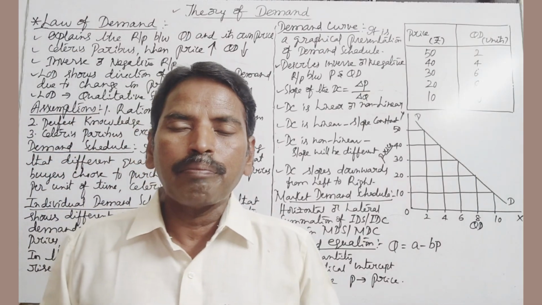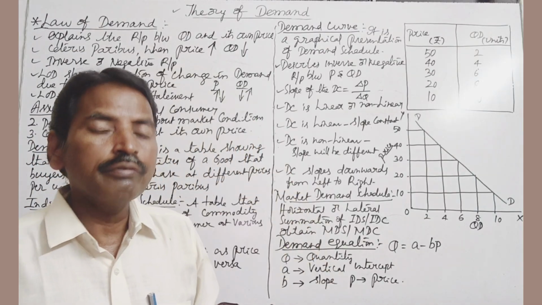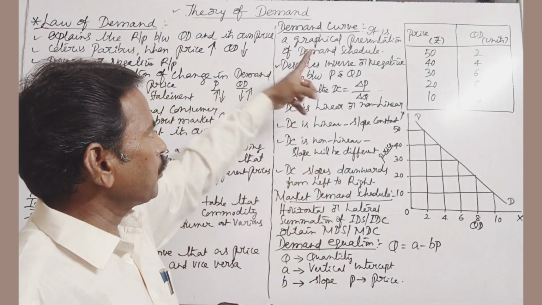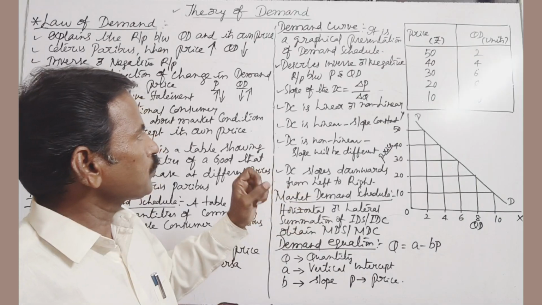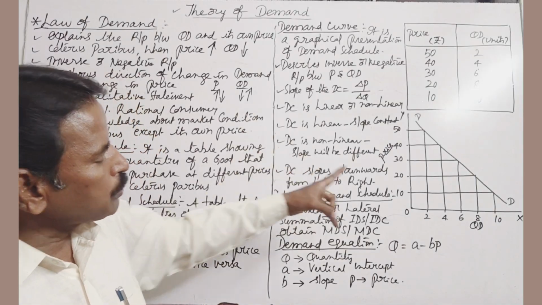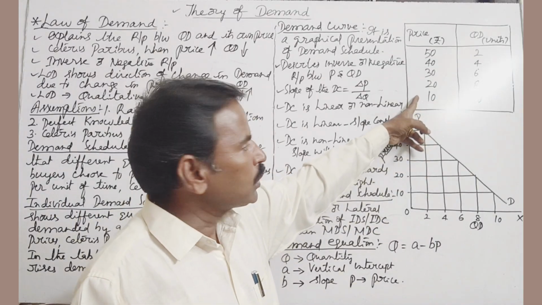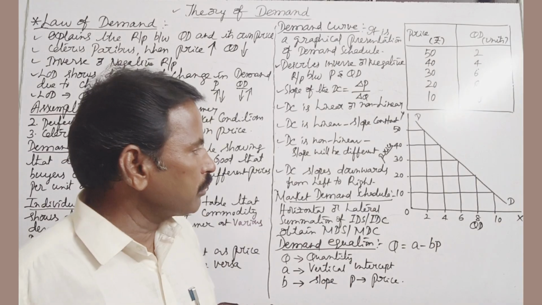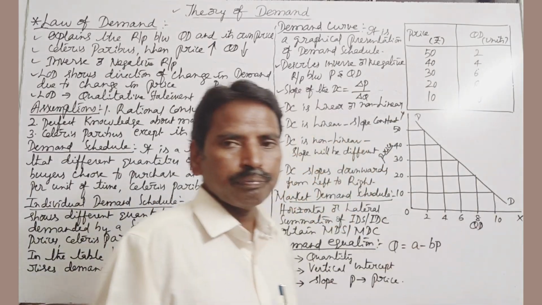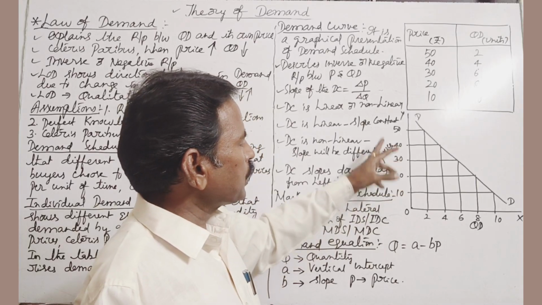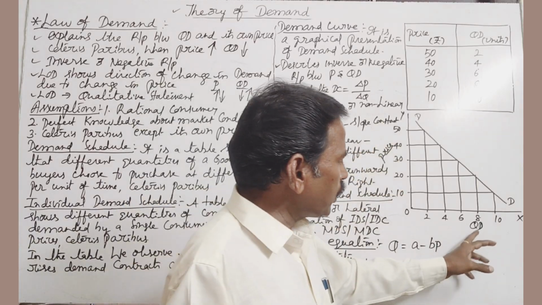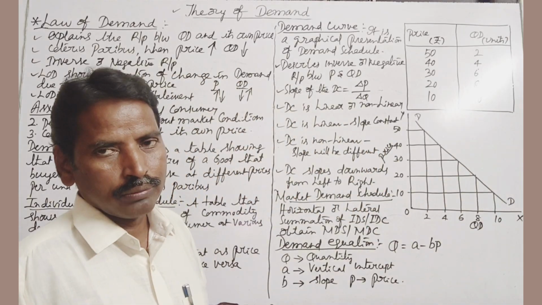Demand curve is a graphical presentation of demand schedule. That is called demand curve. So, just observe the table. How to draw the demand curve? First draw an L shape, mark Y-O-X. Price is measured on the y-axis, quantity demanded is measured on the x-axis.